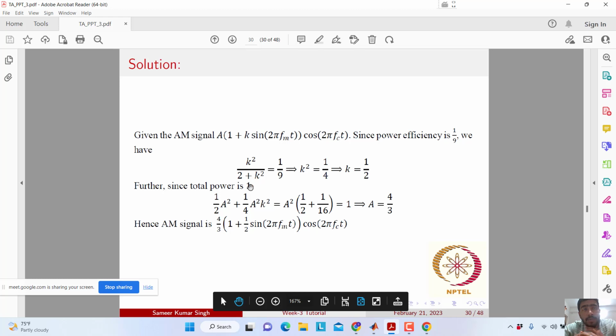Now given is that total power is 1. Okay, so as we know, PT is equal to PC bracket 1 plus mu square by 2, or we can say 1 plus K square by 2. When we open, you can write PT is equal to, and that is given to equal to the 1. Just put the value of K, and from there you will get the value of A. So K is 1 by 2, capital A is 4 by 3. Just put both values in this equation. So that is the answer. It's clear?